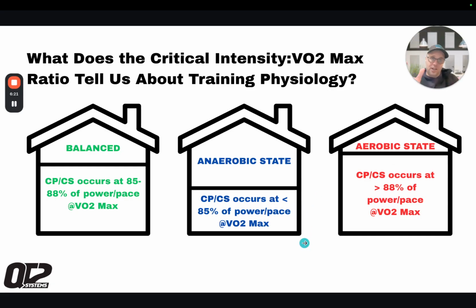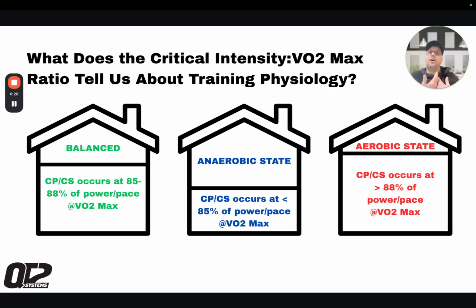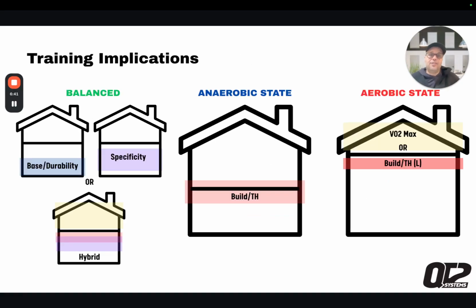So this helps us to understand what is the biggest need for the athlete from a physiological standpoint. If we are going to take a physiological approach to their training and try to manipulate their physiology, what are the kinds of things that we can do to get the biggest return on training investment? That's when we consider the training implications.